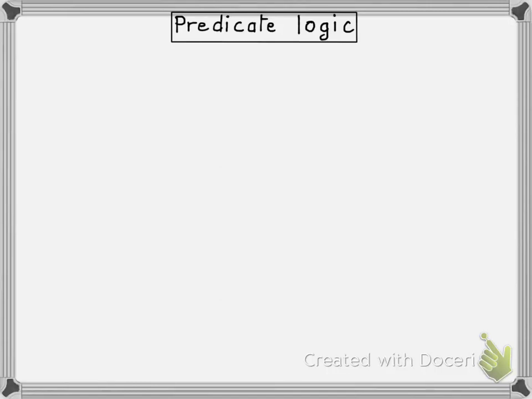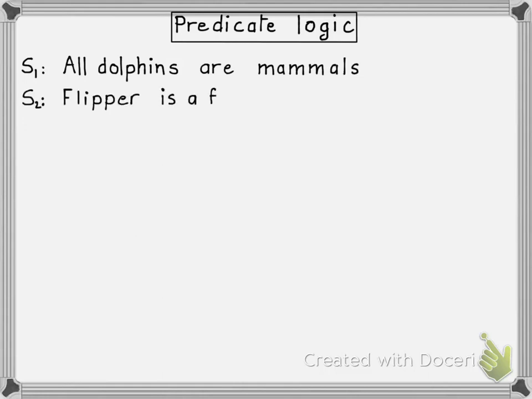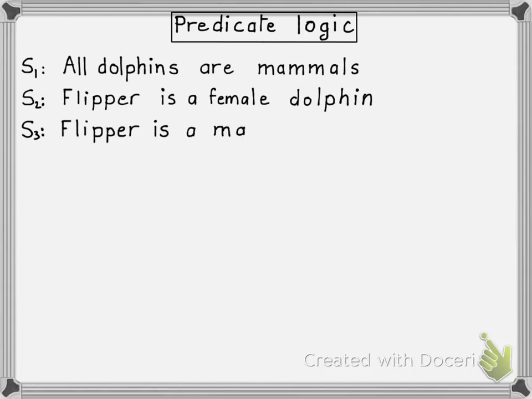In this fourth and last segment, I'm going to give you a preview of a new system of logic called predicate logic. It's a system that uses predicates to express propositions. So let's use our running example, the one that involves dolphins, mammals, and Flipper. And remember, the argument stated that S3 is a logical consequence of S1 and S2.